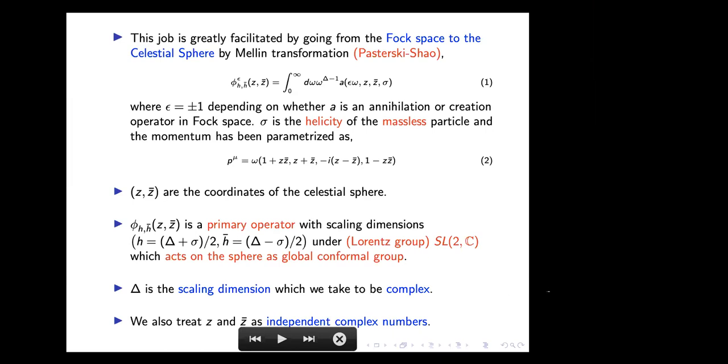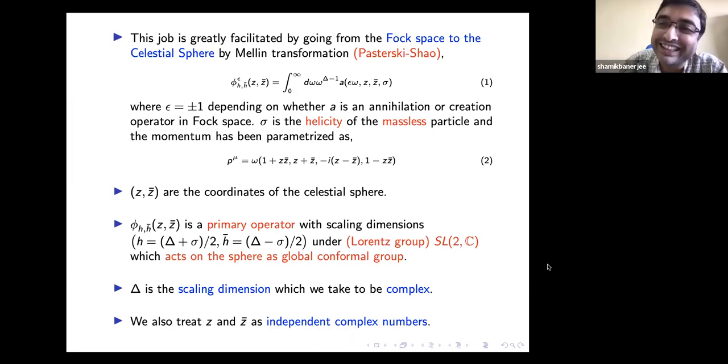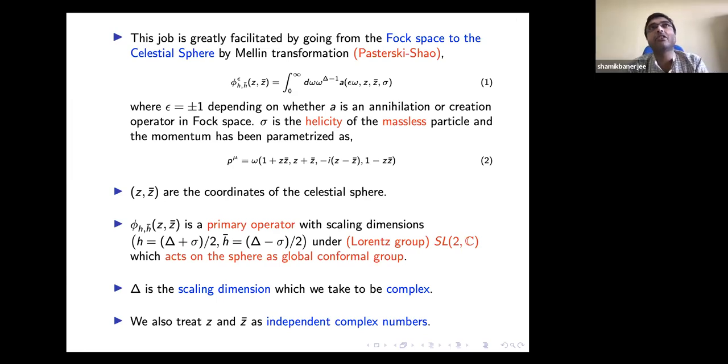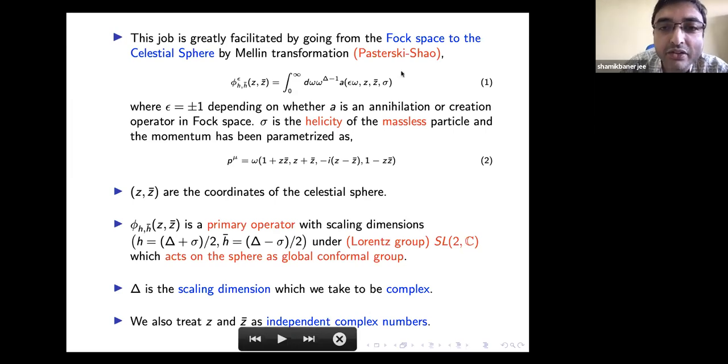Sorry, Shamik. If the real part of delta is large enough, it looks to me like the right-hand side of this equation will typically be divergent. Is that right? Actually, we'll see. So this is of course a formal transformation.